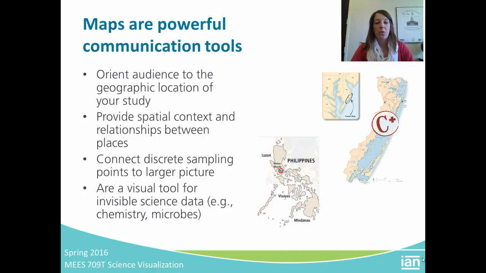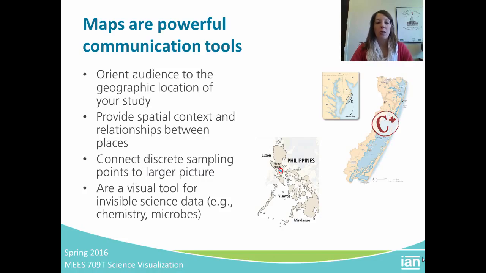Maps orient the audience to the geographic location of your study. Here on the right you see pictures of locator maps that are used as insets of bigger maps. Maps also provide spatial context and relationships between places. A lot of folks don't think about how they relate to different areas around the Chesapeake Bay or in their local stream, and putting it on a map can show them, oh, I'm here, and all the sampling is being done right downstream from where I live.